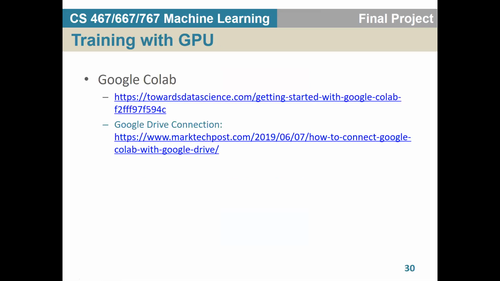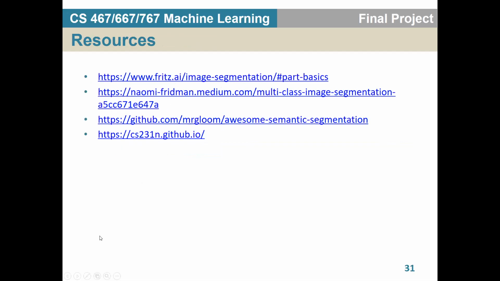You can run this on your computer if it has a GPU, but from our experience it may take a lot of time, so we recommend you use Google Colab. You can check this out as a reference, including how to upload all those images to Google Drive, and here is a link on how to connect those Google Drive images to Google Colab. You can explore those resources.